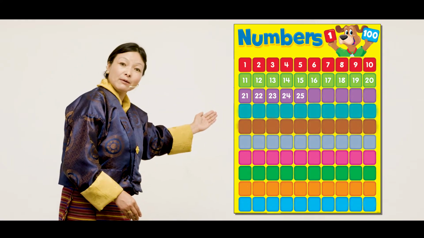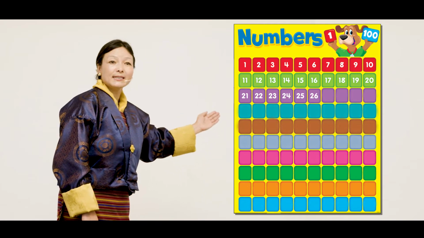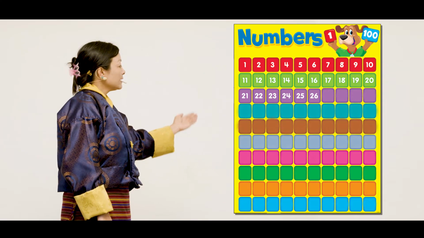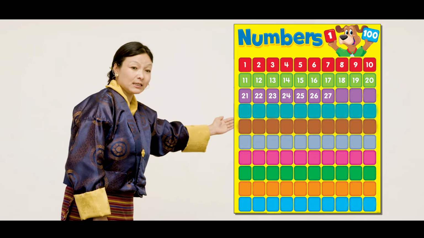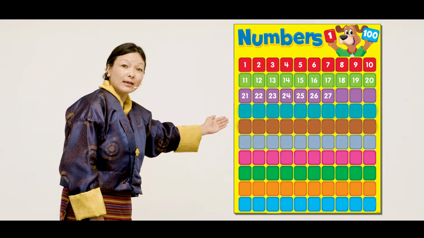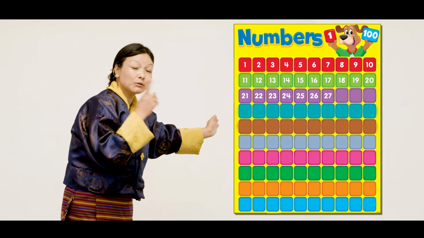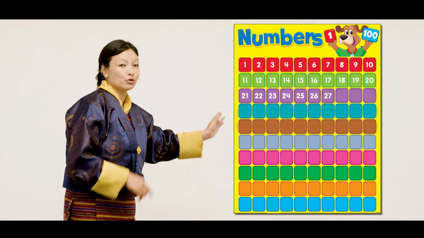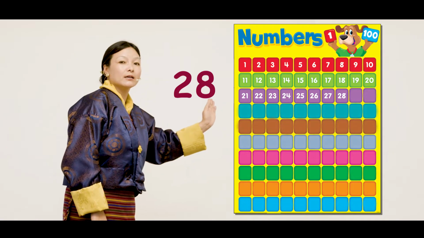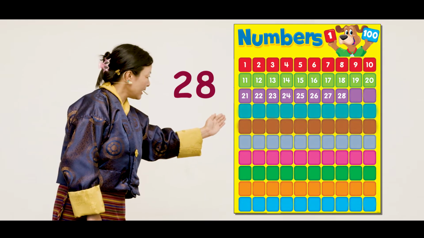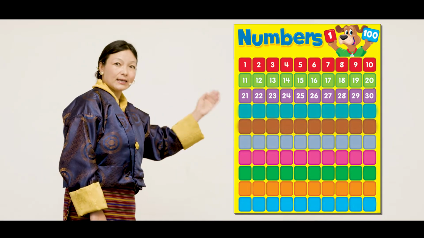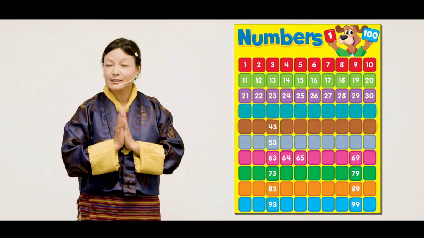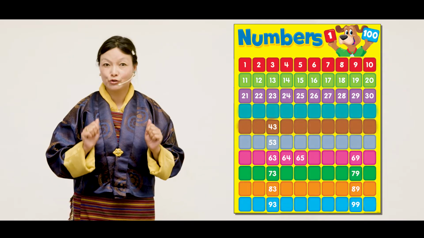Then after 25 comes which number? 26. So how do we write 26? 2, 6, 26. Then 27. Then again next is a blank. Which number comes after 27? 28. So 2, 8, 28. Once more, 2, 8, 28. 29, 30. Now there are many blanks there. So can you try it by yourself? I hope you will be able to do it, okay?